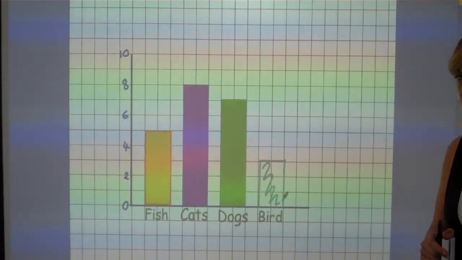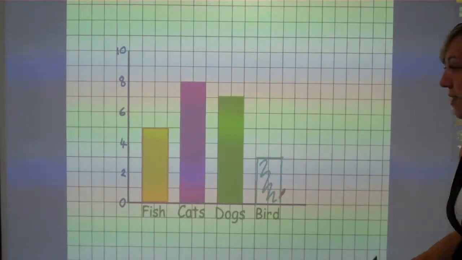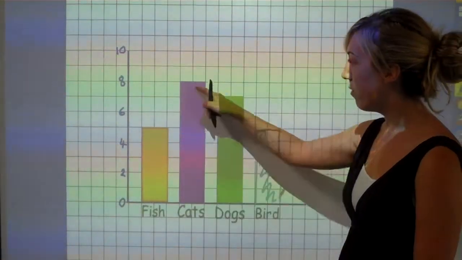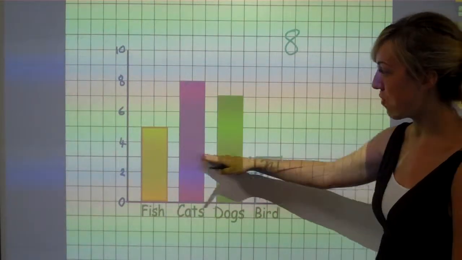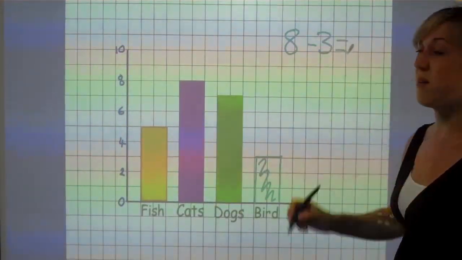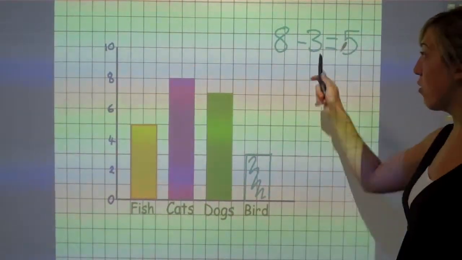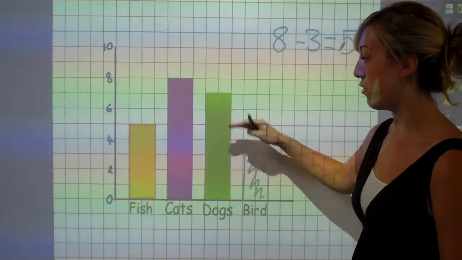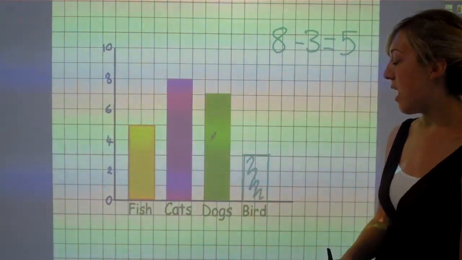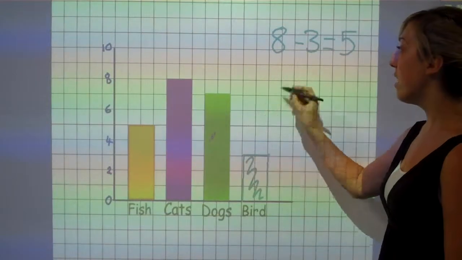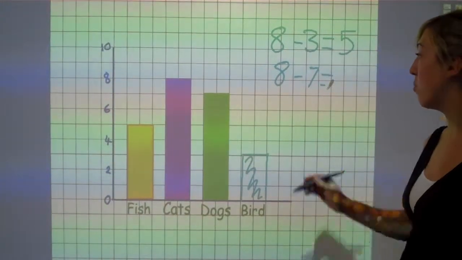The other questions it might ask after that, how many more children like cats than birds? Okay, so here I'd have to work out, 8 children like cats, and the difference between the cats and the birds. If 3 children like birds, very simple, 8 take away 3, which we know is 5. It's just reading the language and making sure that you're using the right operation to work out the difference between the two. And you could do that for any of them, the difference between fish and cats or dogs and cats. So for dogs and cats, obviously we know 8 children like cats, and if we look along we know 7 children like dogs, so 8 take away 7, very simple, only 1.